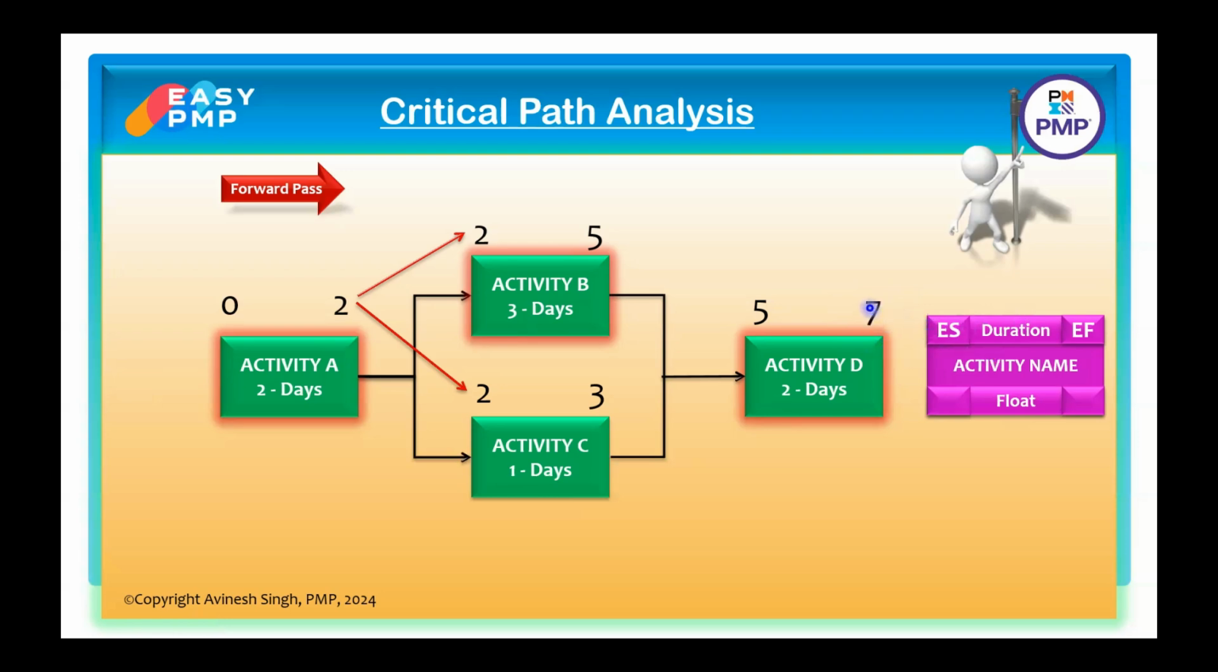The second observation is that we got early start and early finish of all these activities. Example, early start of activity B is second day, early finish is fifth day. Early start of activity C is second day, early finish is third day, and so on and so forth. So this is the conclusion here. Let us now do the backward pass.